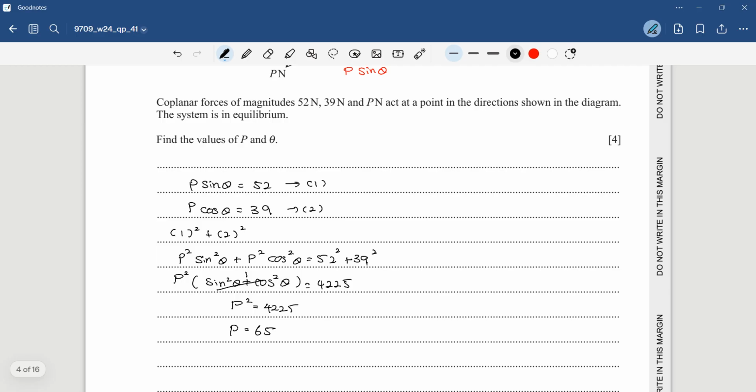Okay, and in order to find the theta, what I can do is put equation number 1 divided by equation number 2. So P sine theta over P cos theta is equivalent to 52 over 39. So P and P you can cancel. Therefore, tangent theta is equivalent to 52 over 39. You can press your calculator to obtain your theta, which will be 53.1 degrees. Normally for angles in degrees, I will give you in one decimal place.